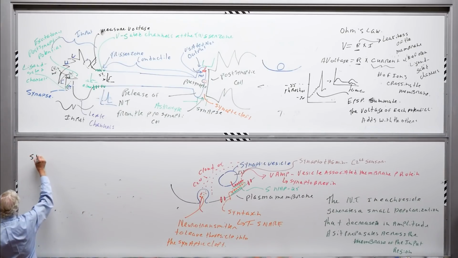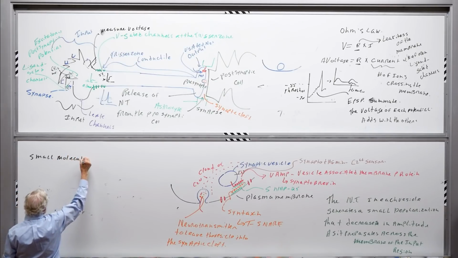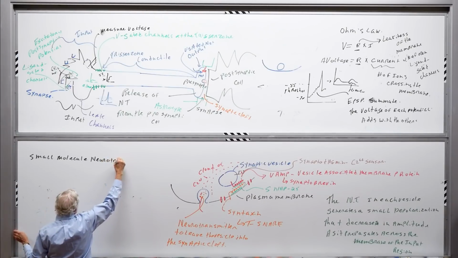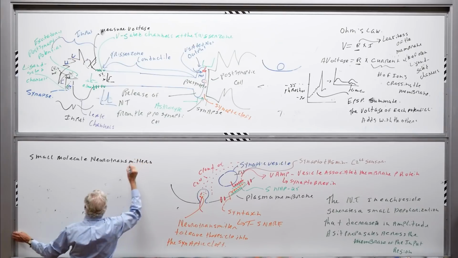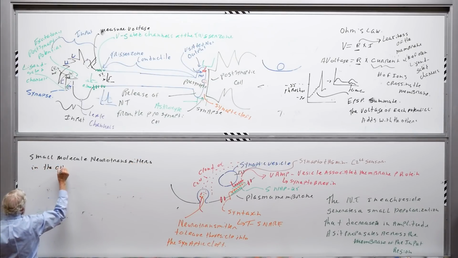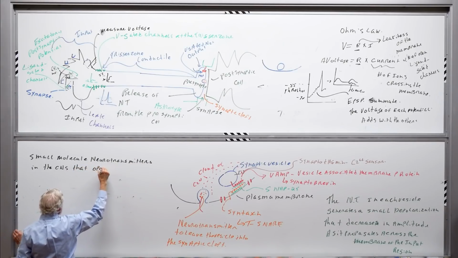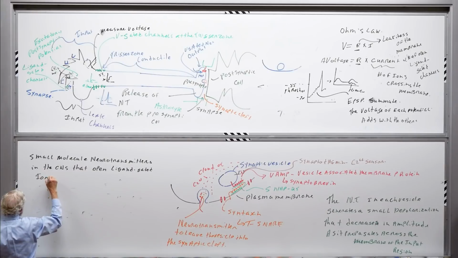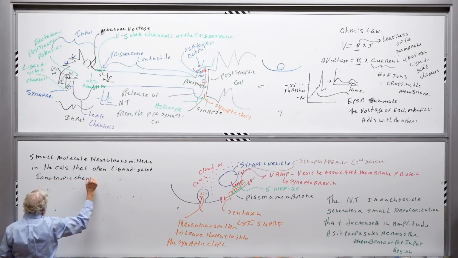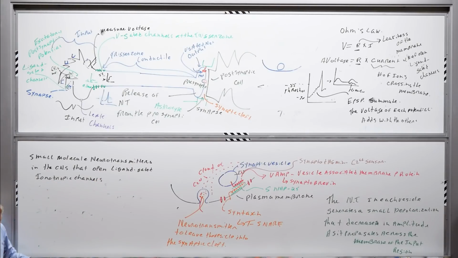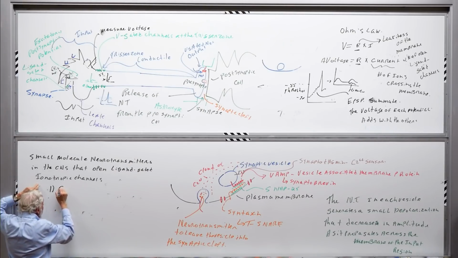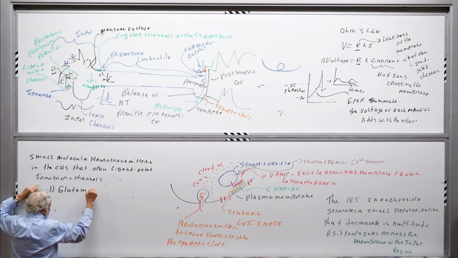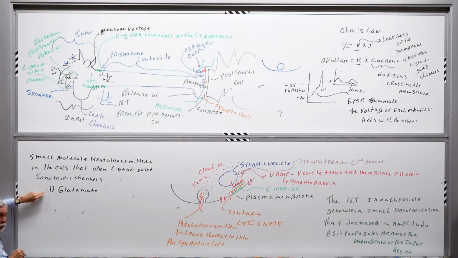These are small molecule neurotransmitters in the central nervous system that open ligand-gated ionotropic channels. And it's a fairly small list. By far and away, the most common, probably 80 to 90% of the neurotransmitter molecules in the central nervous system that are opening these ligand-gated channels are simply the amino acid glutamate, sometimes called glutamic acid. This is the most common of all of the neurotransmitters.